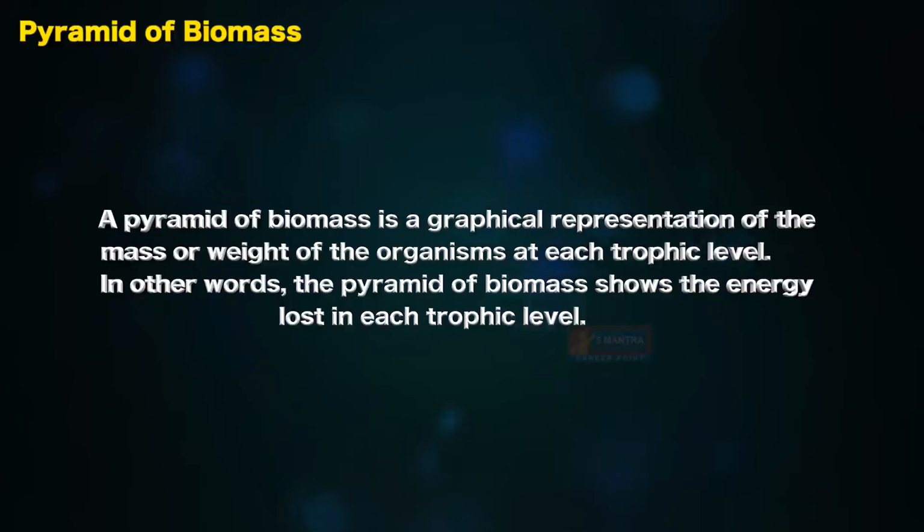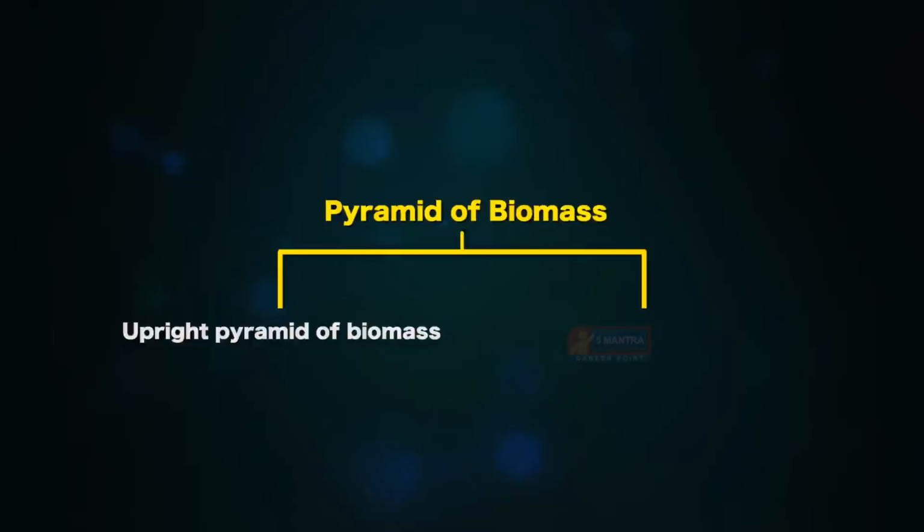A pyramid of biomass is a graphical representation of mass or weight of the organisms at each trophic level. In other words, the pyramid of biomass shows the energy lost in each trophic level. There are two types of biomass pyramids. They are upright pyramid of biomass and inverted pyramid of biomass.